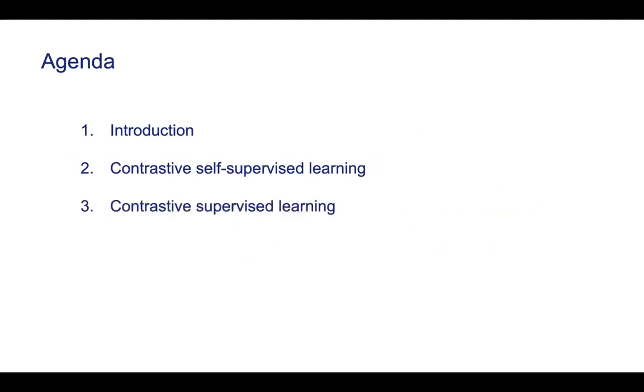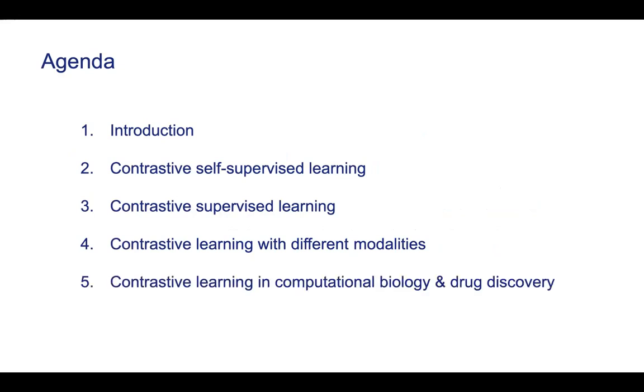The outline for today is the introduction, which we already started with. First, we will look into contrastive self-supervised learning. Then we will also look into contrastive supervised learning, because this is usually not so well known, but also very interesting. Then we will look into contrastive learning with different modalities. And then finally, we talk about the bio stuff. And then there's an outlook, and let's see how much time we have left. But the idea is also to have a discussion, or if somebody has an interesting paper that fits, we can also have a look at it.